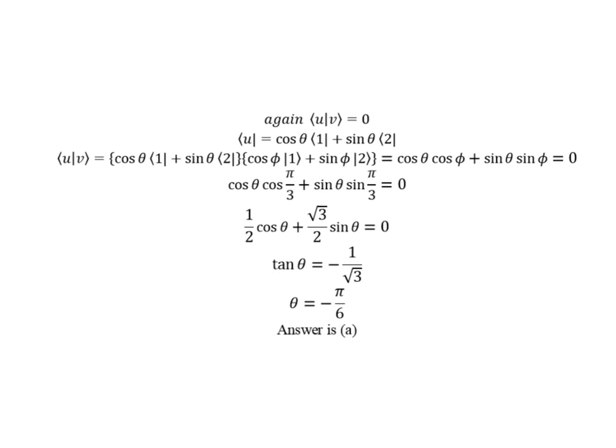Again, taking the second condition uv equal to 0 and substituting the values for u and v, we get cos phi 1 plus sin phi 2 into cos phi 1 plus sin phi 2 equal to cos theta cos phi plus sin theta sin phi equal to 0. So cos theta cos pi by 3 plus sin theta sin pi by 3 equal to 0. 1 by 2 cos theta plus root 3 by 2 sin theta equal to 0, and hence tan theta is equal to minus 1 by root 3. So theta is equal to minus pi by 6. So answer is A.